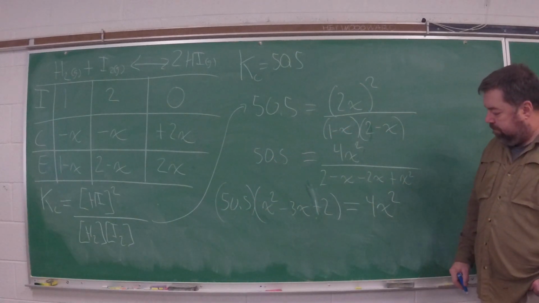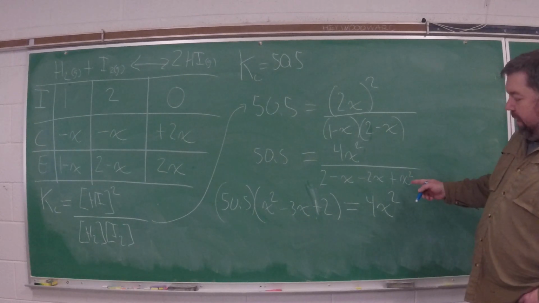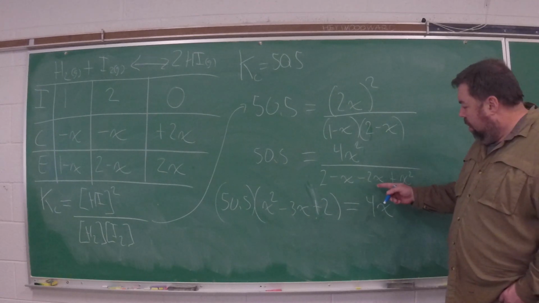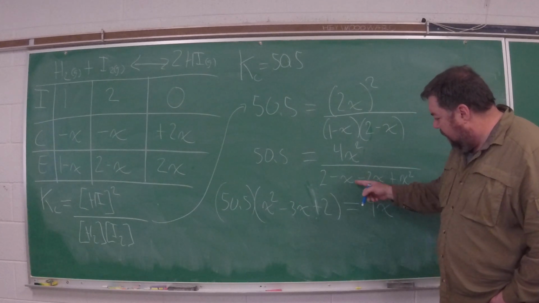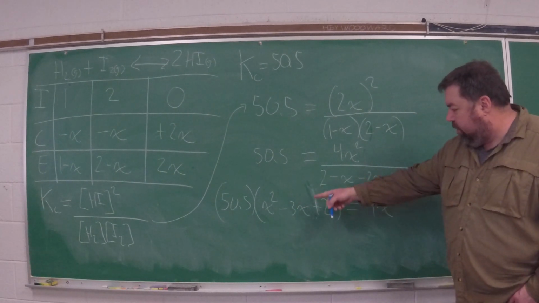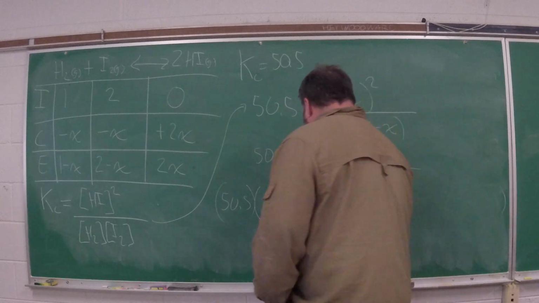Like that, right? Let me make sure I did this right. I don't want to make an error. Again, I multiplied through, right? So we'd have x squared, that's minus 3x and plus 2. Now I'm going to multiply this out.